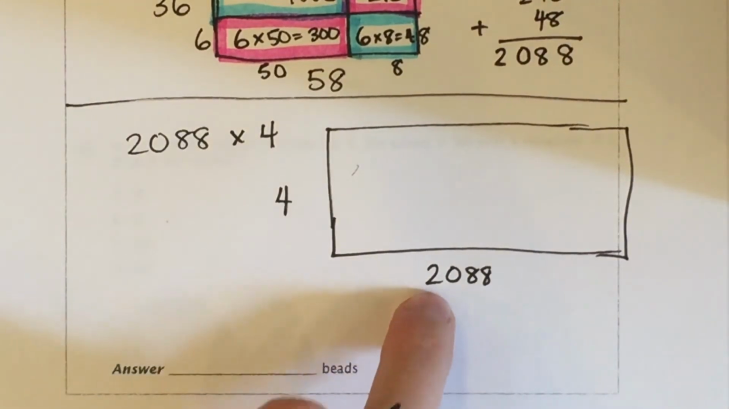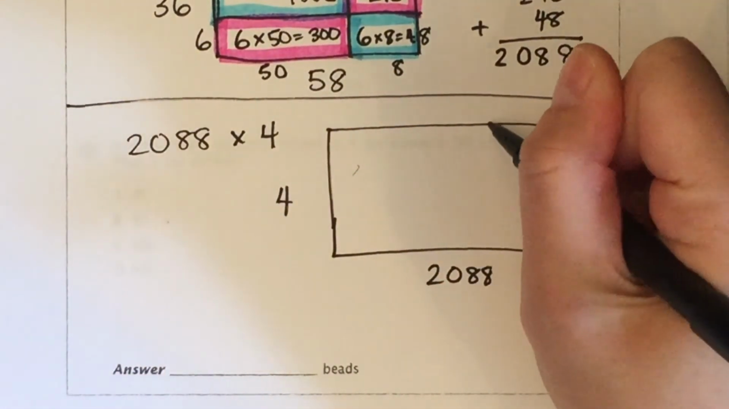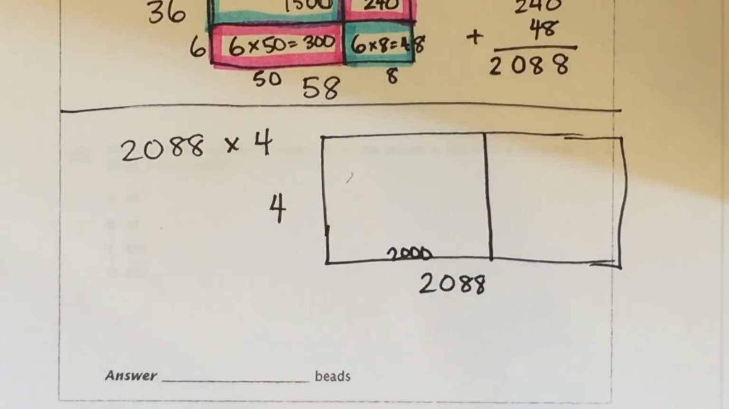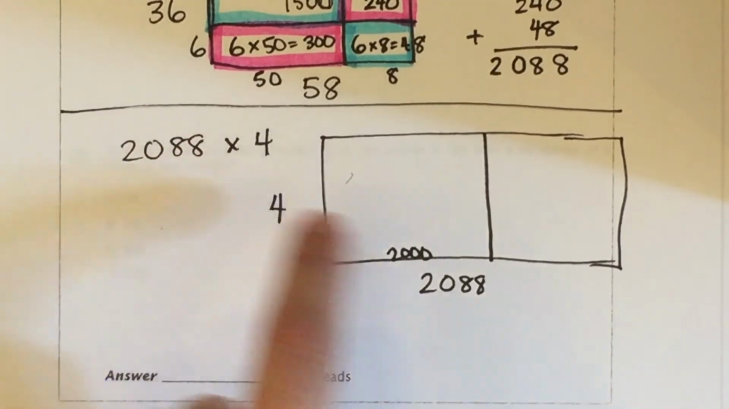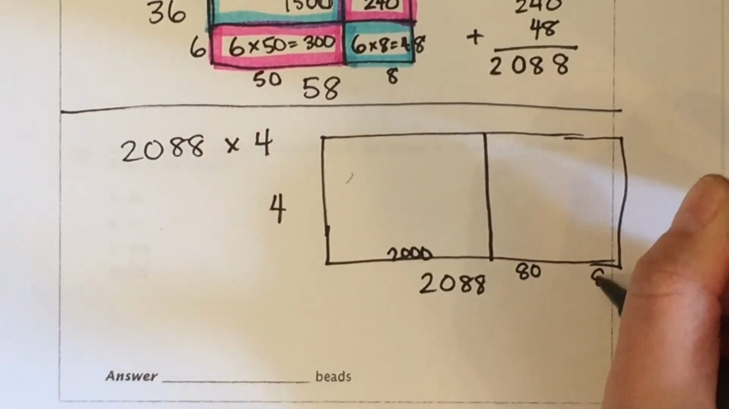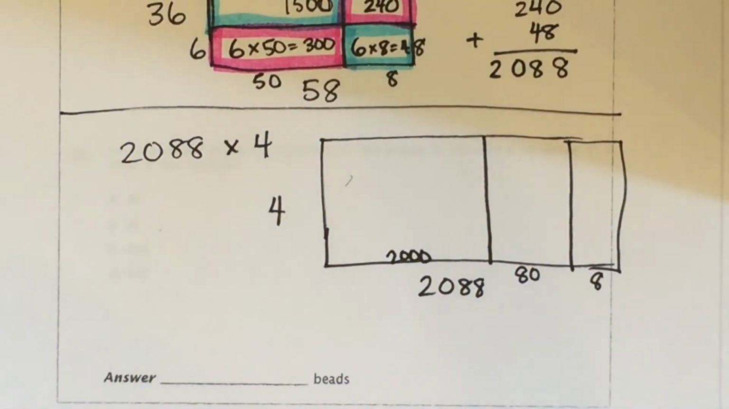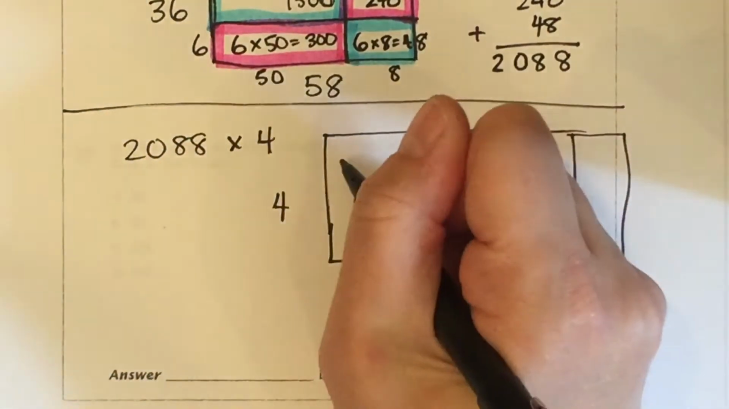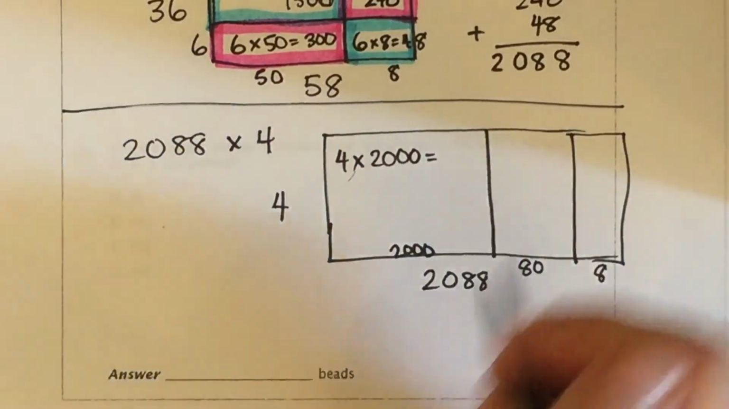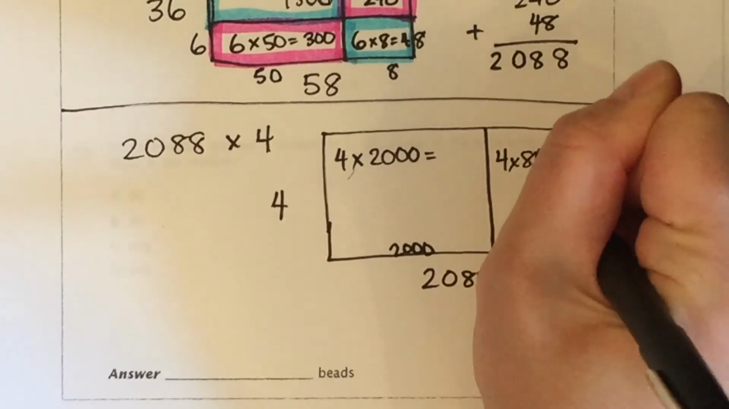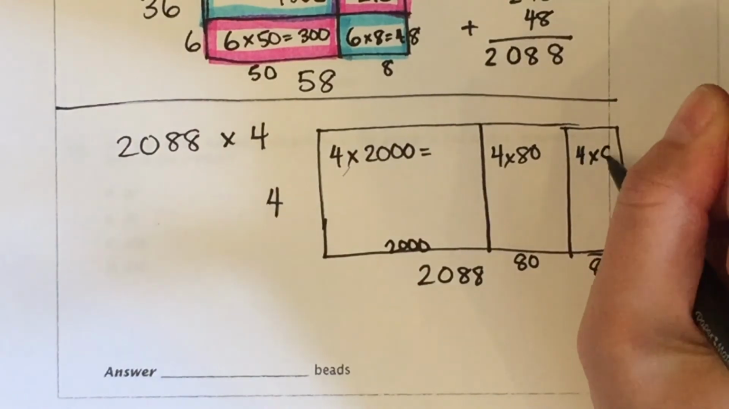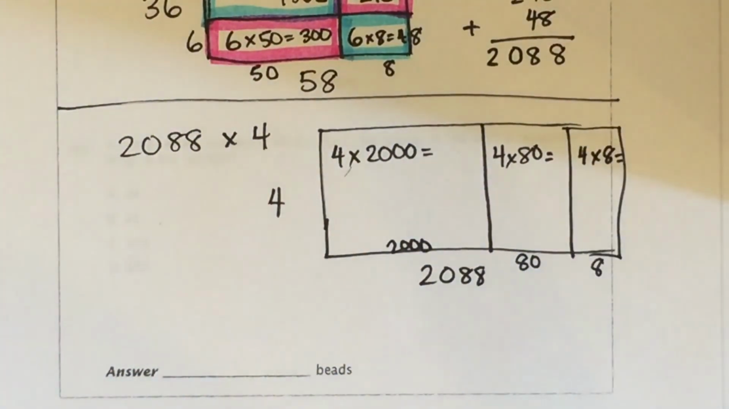So 2088, I definitely am going to have a piece that's 2000. Okay. Now I have 88 left. I don't think I know 4 times 88, but I could definitely figure out 4 times 80 and then 4 times 8. So I'm going to split it that way into 3 different pieces. So if I label them, this is a 4 times 2000 rectangle. This is a 4 times 80 rectangle. And this is a 4 times 8 rectangle. Okay?